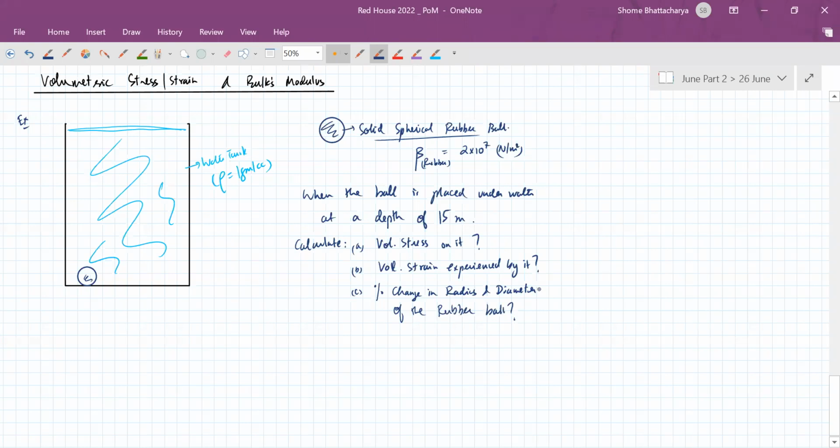Just work this out quickly. Just use the definition of or the statement of Hooke's law for volumetric stress and strain. That ratio of volumetric stress to volumetric strain, modulus of that ratio is bulk modulus of elasticity. So obviously, when the volumetric stress is positive, that is there is excess pressure, the volumetric strain is a negative quantity because the volume will compress. But the magnitude of the ratio, that is equal to the bulk modulus.